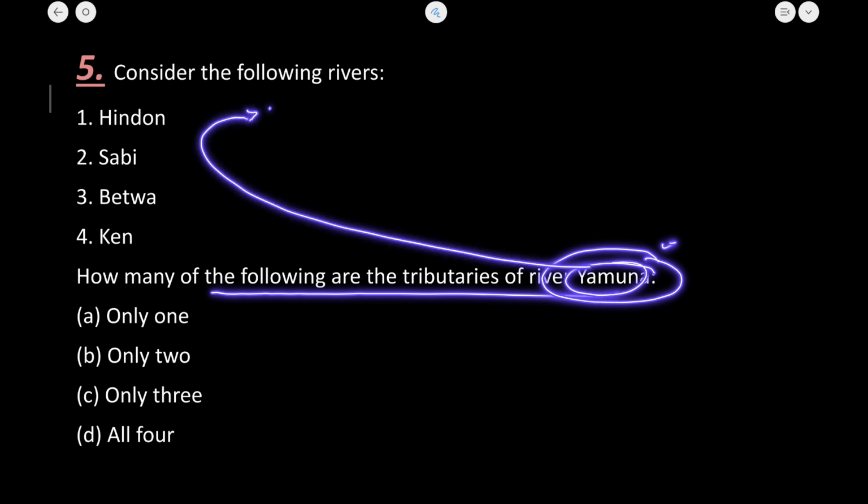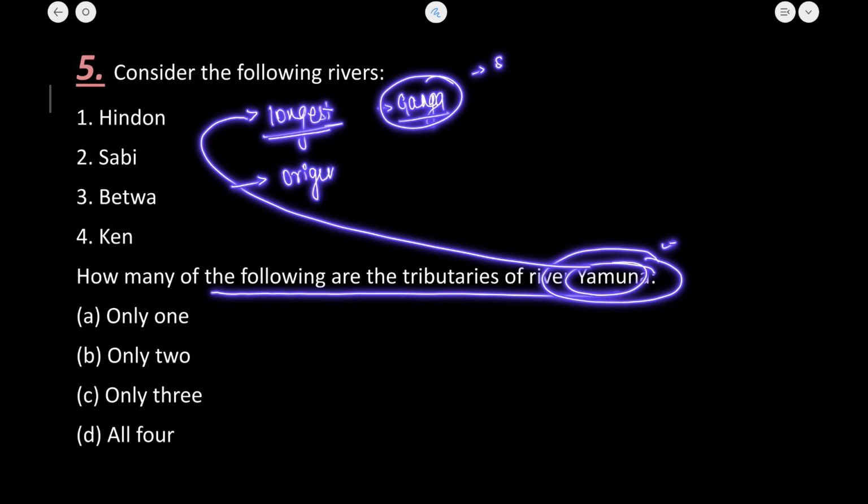First of all, the river Yamuna is the longest tributary of river Ganga. Okay, and it meets Ganga at Prayagraj, and the point of confluence is known as Sangam. Now this river Yamuna originates, if I talk about the origin, at Banderpunch at the Yamunotri glacier.